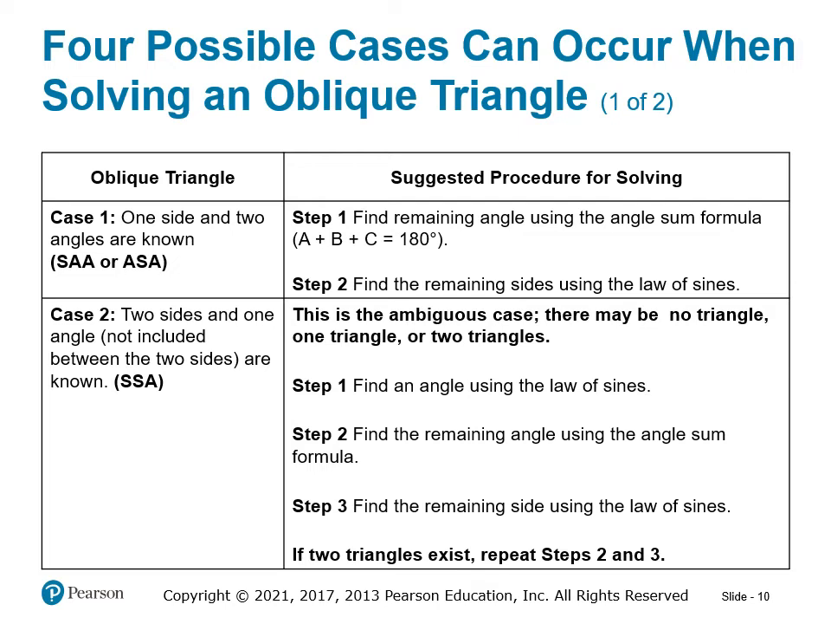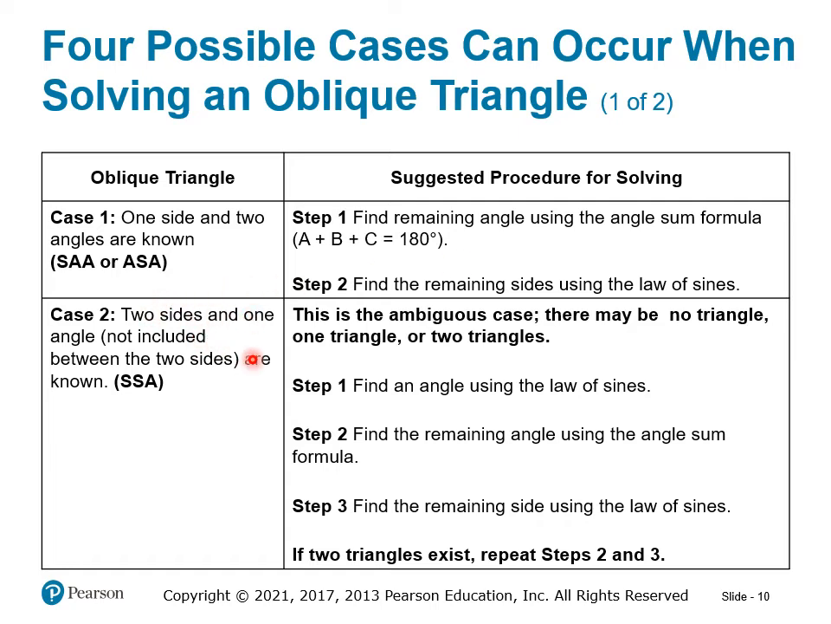So now a quick review of the 4 different cases that we saw in the beginning of chapter 7. The first one, case 1, was when you knew one side and two angles, and this could be either side-angle-angle or angle-side-angle. The steps to solve this are to find the remaining angle using the sum formula, that the angles of a triangle sum to 180, and then find the remaining sides using the law of sines. Sine of A over A, sine of B over B, etc.